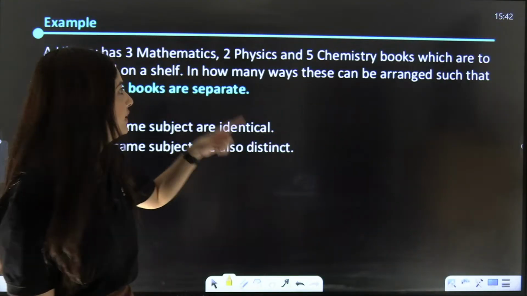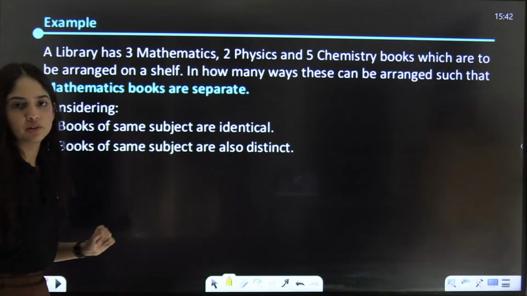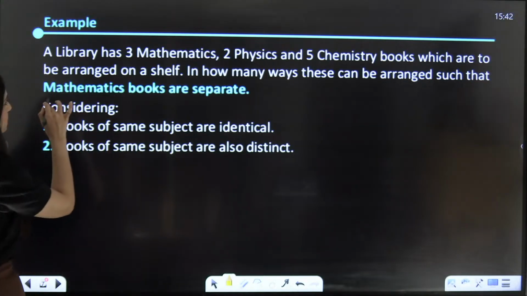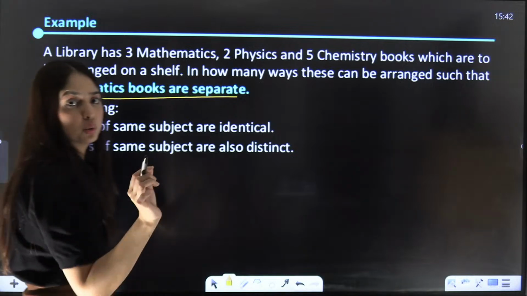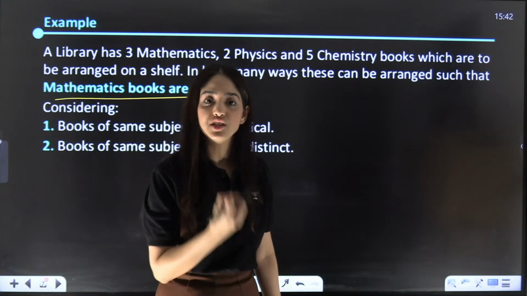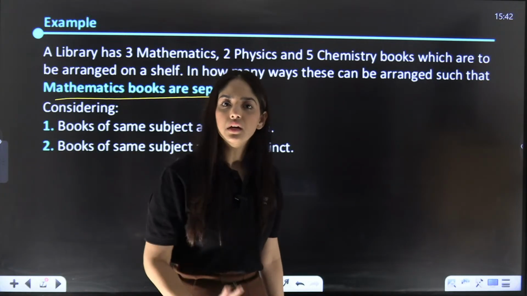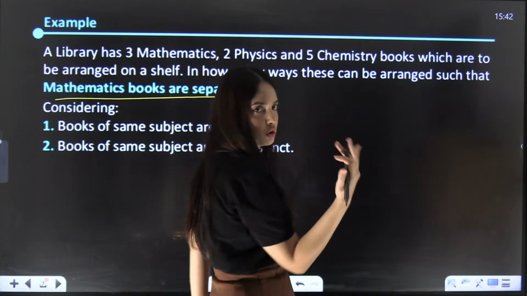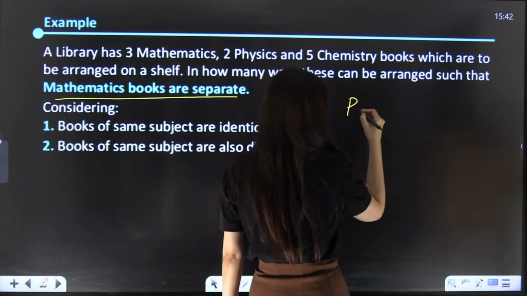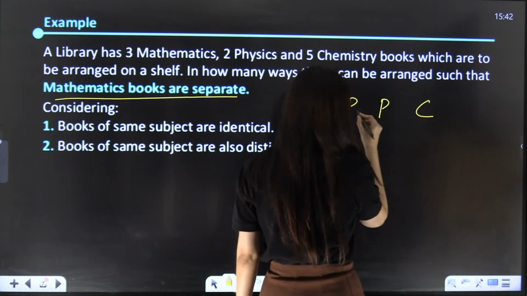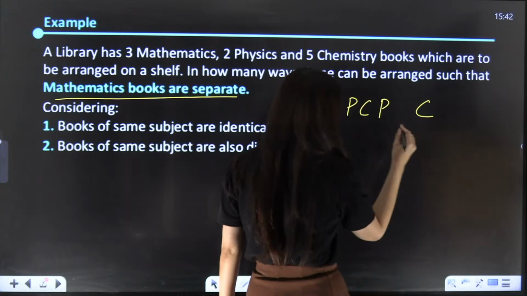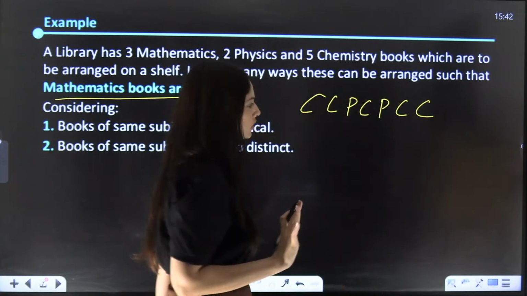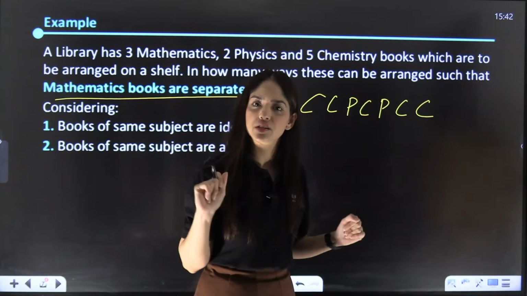Just like before, we have 3 maths, 2 physics, 5 chemistry books. Now the condition is maths books are separate. All these 3 books, no 2 of them should be together. There has to be a gap between the maths books. So, if we have something like, we arrange this. Let's say this is an arrangement of the rest of the books.